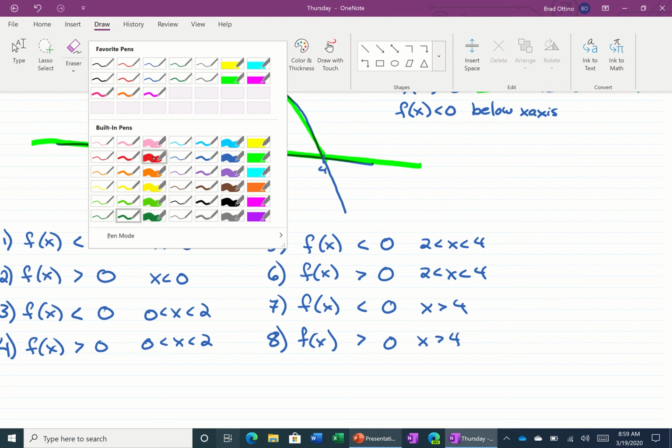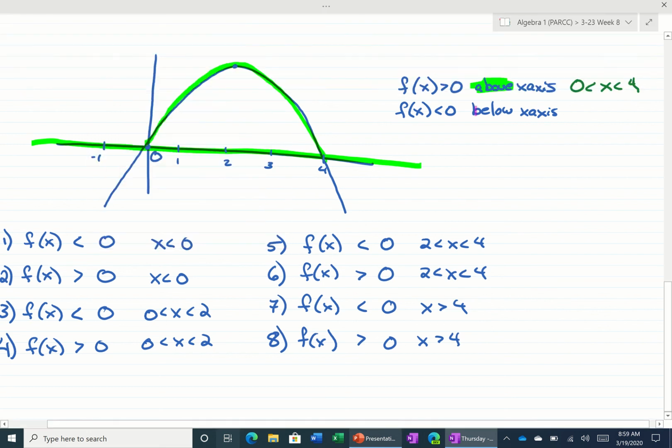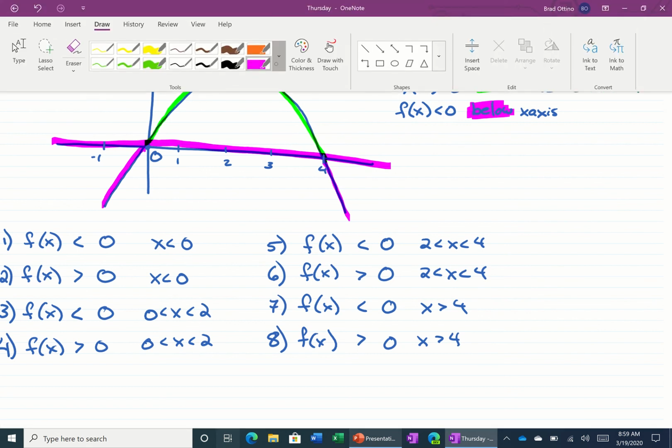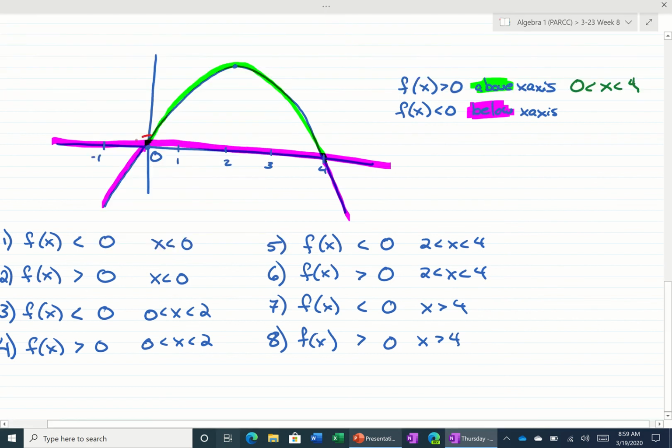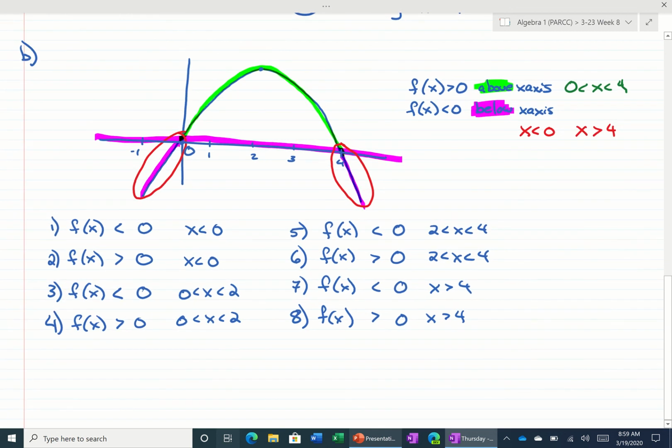Now, when's the graph below the x-axis? Well, here's the x-axis, and it looks like below would be right here and right here. That looks like it would happen for any x value that's less than 0 and any x value that's greater than 4. So let's see if we can answer this question.